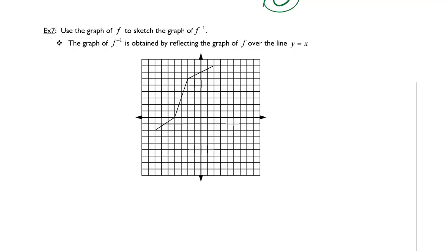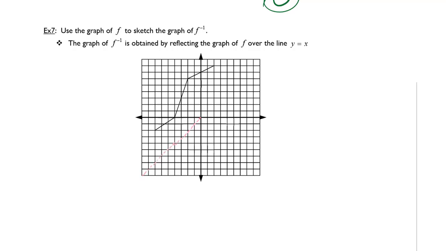All right, now let's move on to example 7. In example 7, we need to use the graph of f to sketch the graph of f inverse. The graph of f inverse is obtained by reflecting the graph of f over the line y equals x.